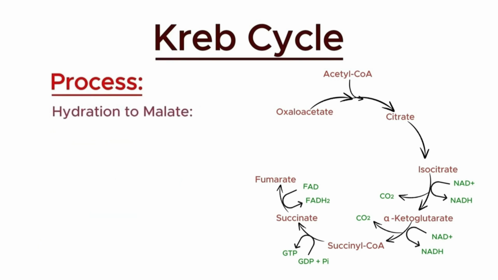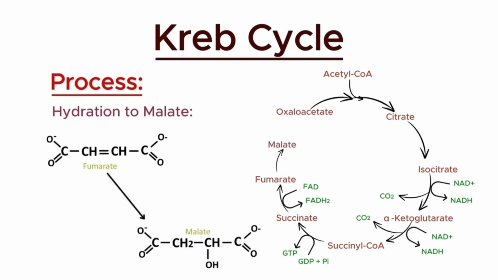In the seventh step of the Krebs cycle, fumarate is hydrated to form malate. This reaction is catalyzed by the enzyme fumarase. During this process, a water molecule is added to fumarate, converting it into malate. This step is essential as it prepares the substrate for the final oxidation reaction in the Krebs cycle.